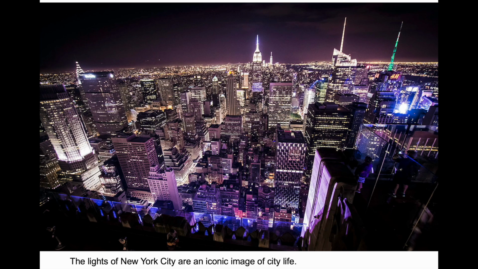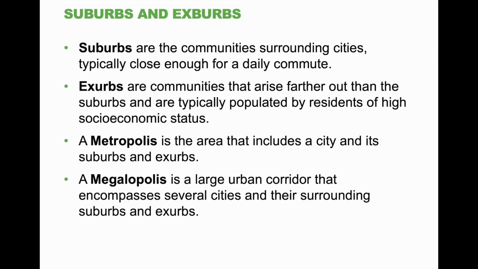Figure 20.9. The lights of New York City are an iconic image of city life. Suburbs and exurbs. Suburbs are the communities surrounding cities, typically close enough for a daily commute. Exurbs are communities that arise farther out than the suburbs and are typically populated by residents of high socioeconomic status.